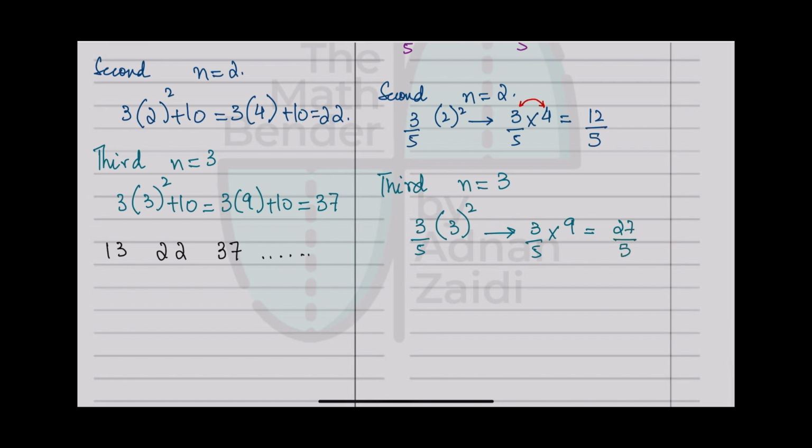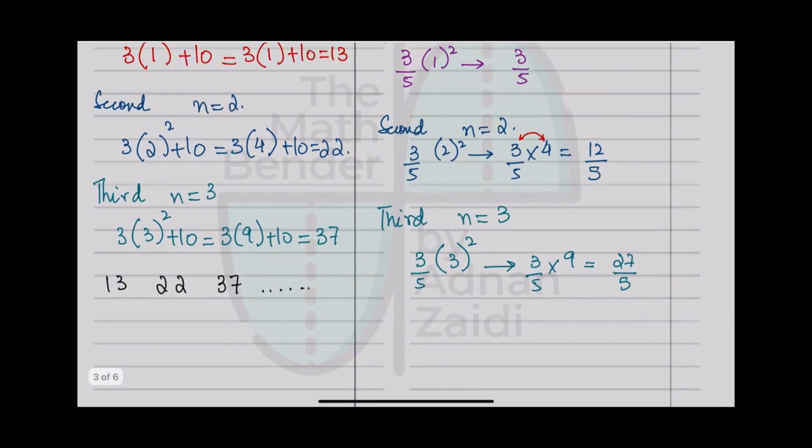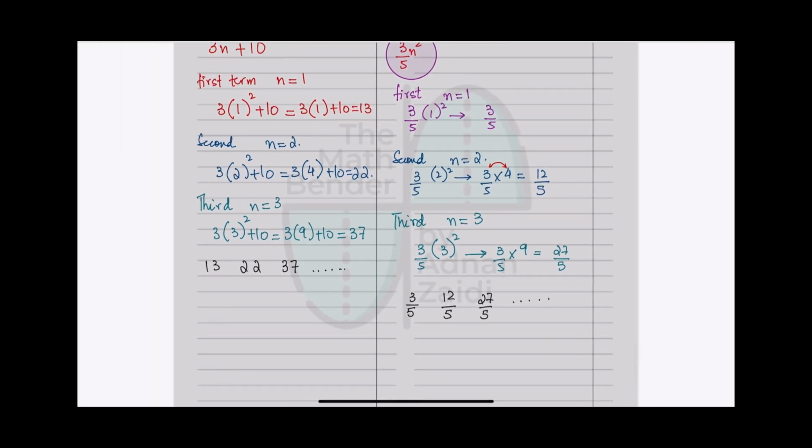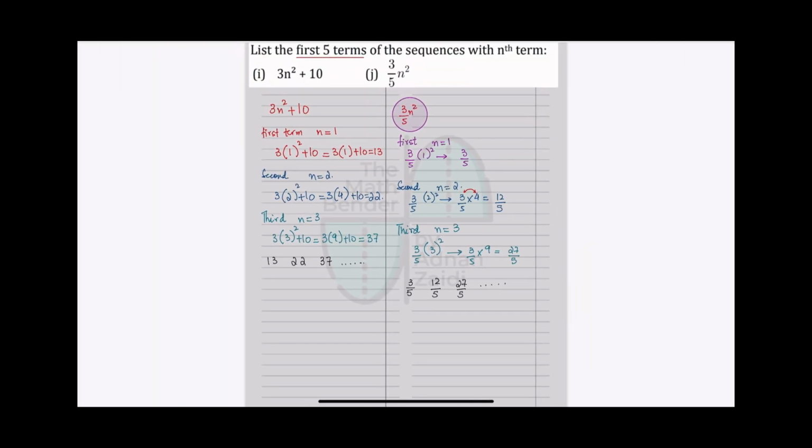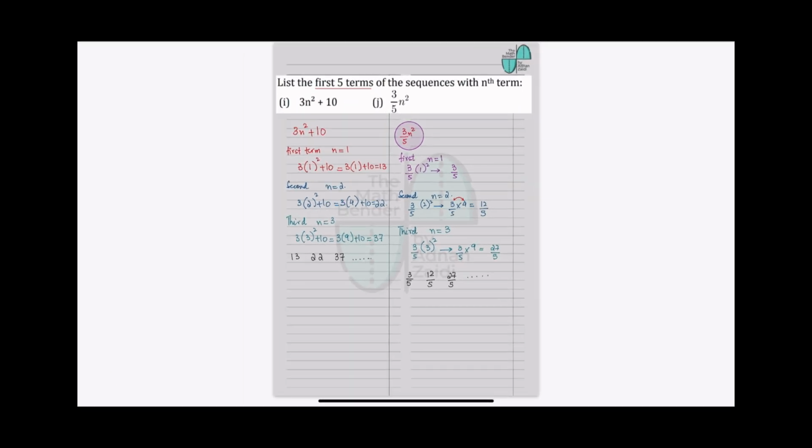If I write down the pattern again, I get 3 over 5 as my first term, then 12 over 5 as my second, and 27 over 5 the third term, and you can find the fourth and fifth terms by plugging in the values of n as 4 and 5. So this is how you figure out and write down the 5 terms.